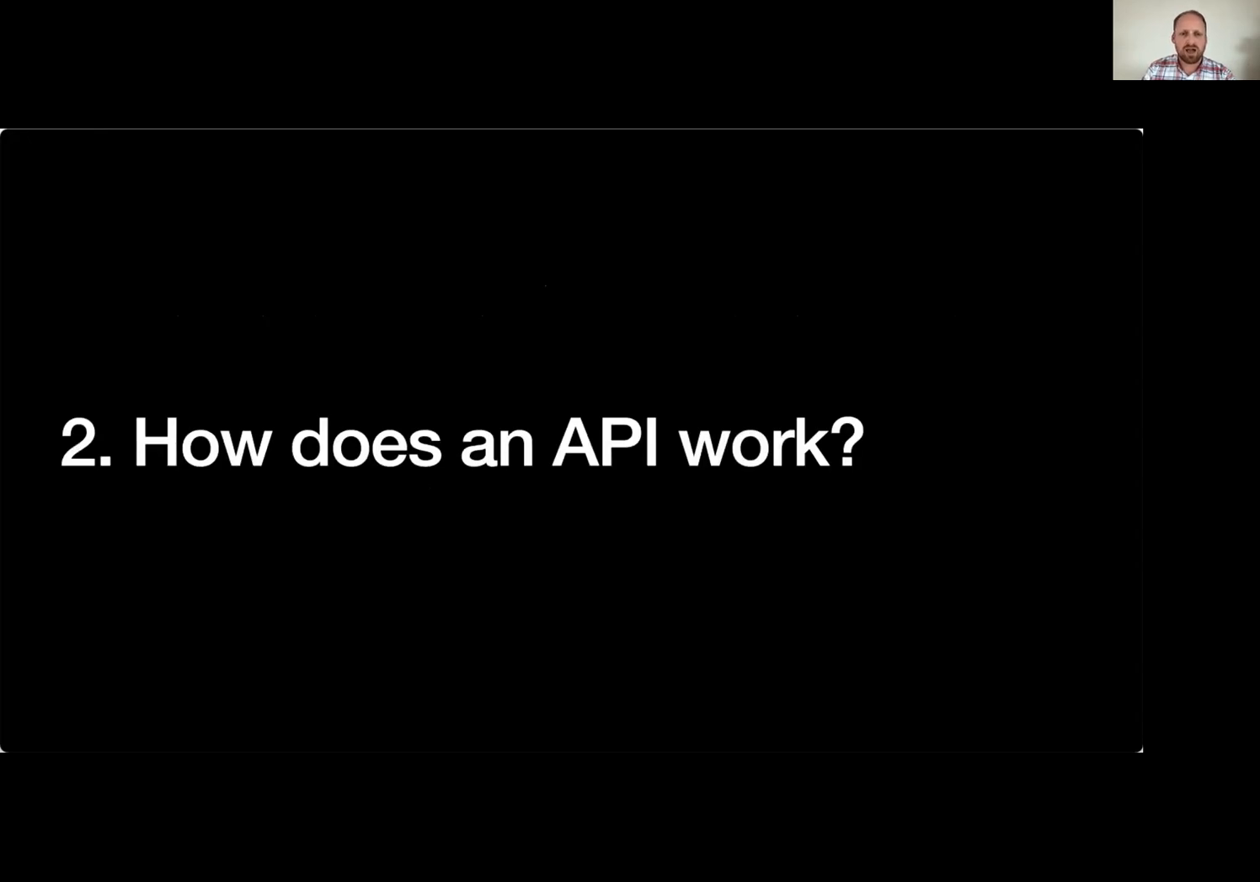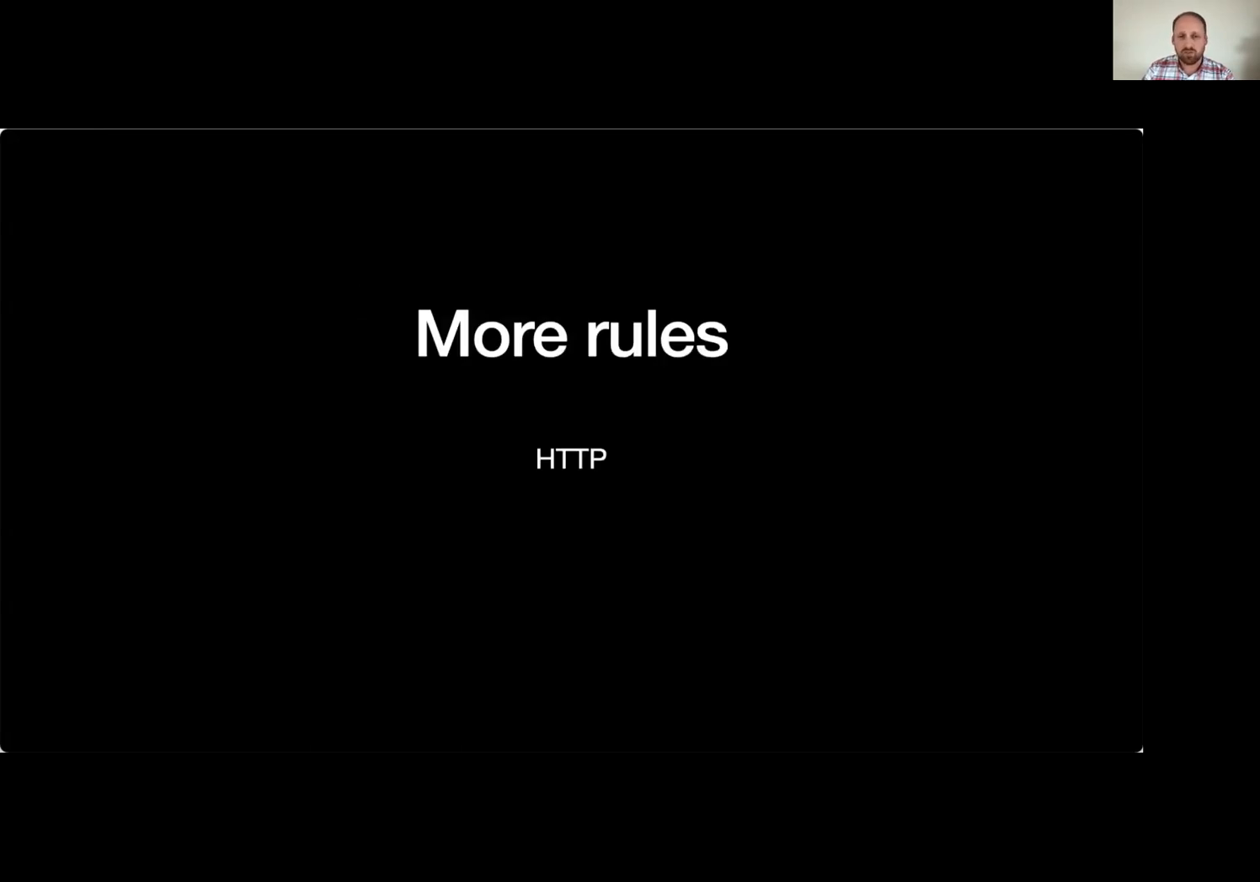Let's move on to how an API works. You might imagine, yes, it's just more rules. So we use the hypertext transfer protocol, which you see at the start of every URL, as HTTP or HTTPS. The S means it's got a security certificate on it, so it's encrypted and you can have secure communication there. But it's still called an HTTP protocol, and protocol is just another word for rules.